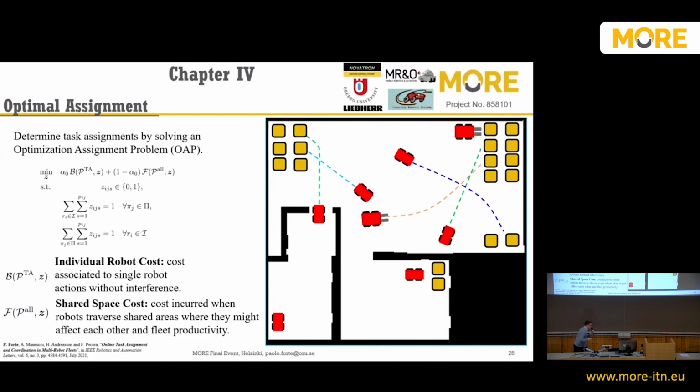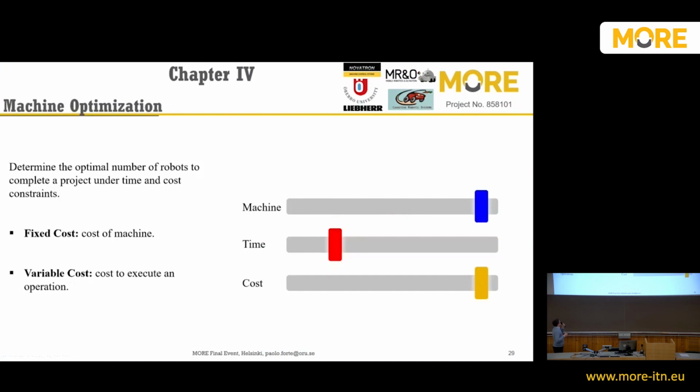And also, after that, we want to decide how many machines we want to use, so determine the optimal amount of machines. Because of course, the more machines you use, the less time you need to complete a project, but the cost increases. If you use fewer machines, the time increases and maybe the cost decreases. So we want to find the optimal point.